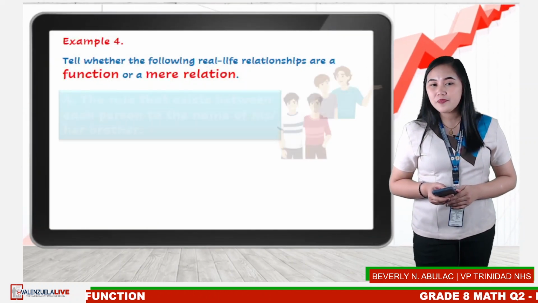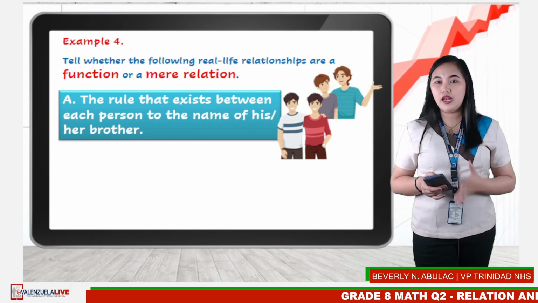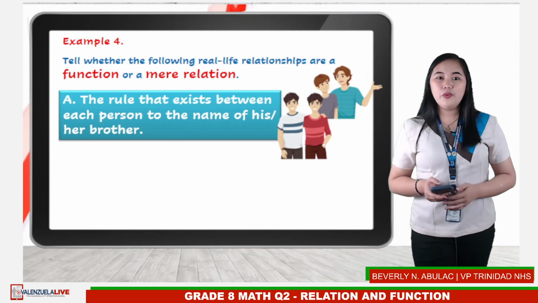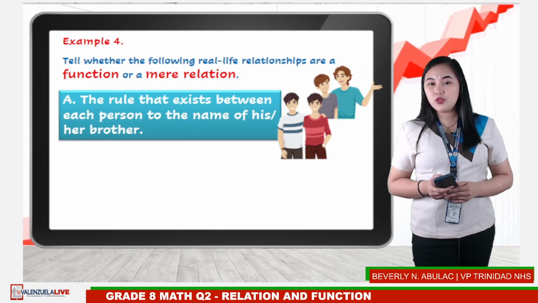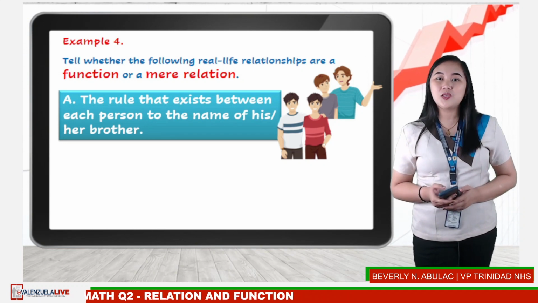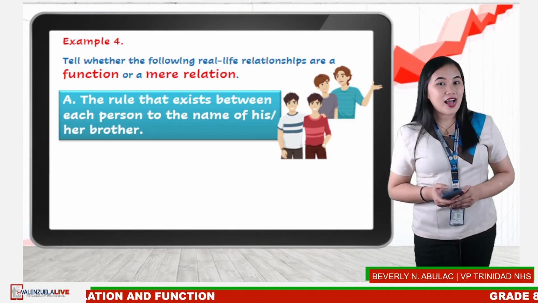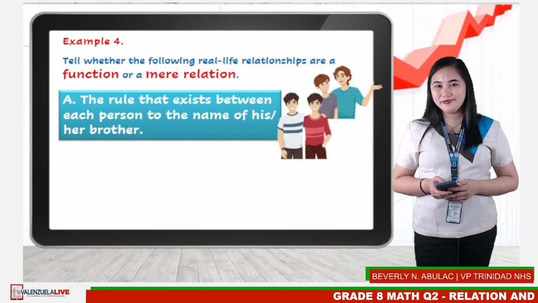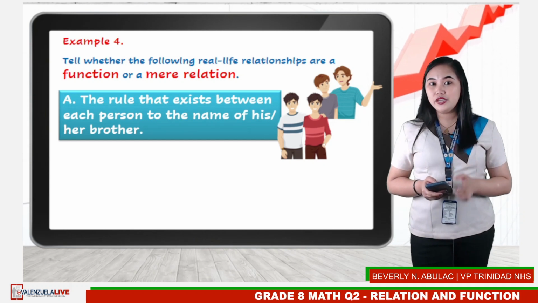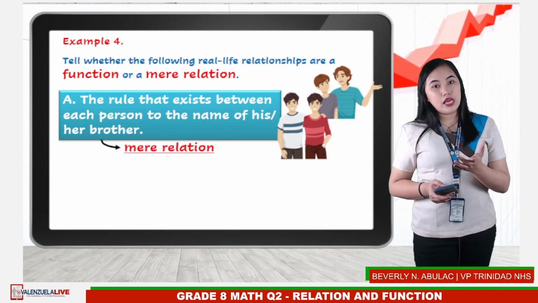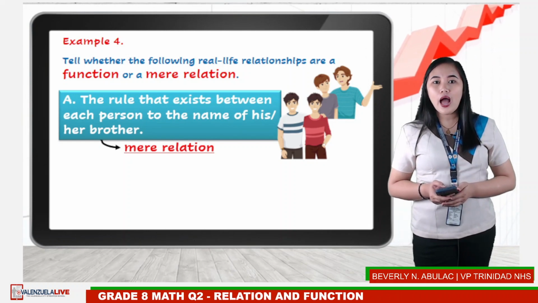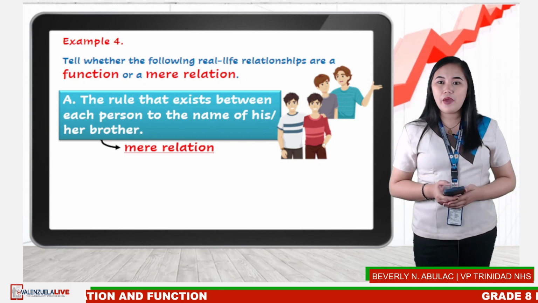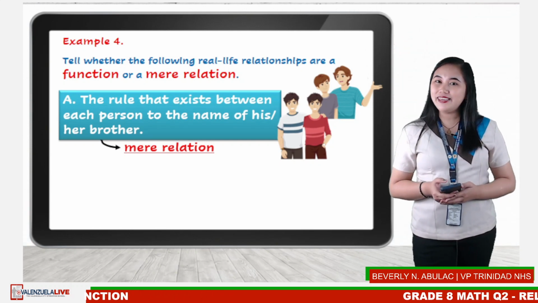Example number 4. Tell whether the following real-life relationships are a function or a mere relation. So for letter A, we have the rule that exists between each person to the name of his or her brother. Function or mere relation? Very good. It is a mere relation since there are people who have two or more brothers. Hence, the rule which each person is paired to his or her brother is a mere relation.